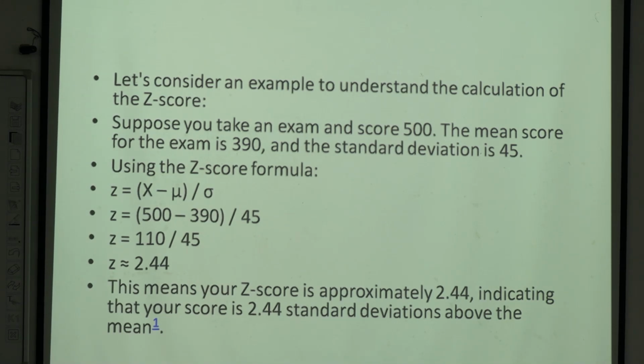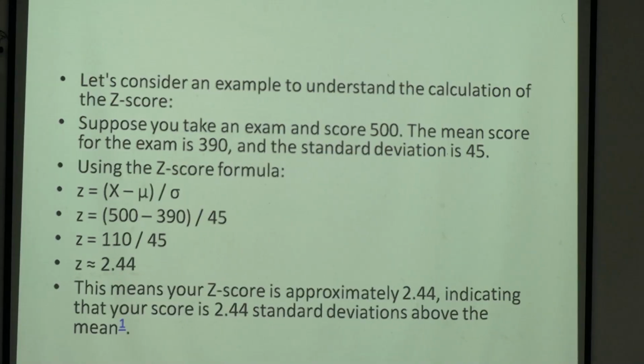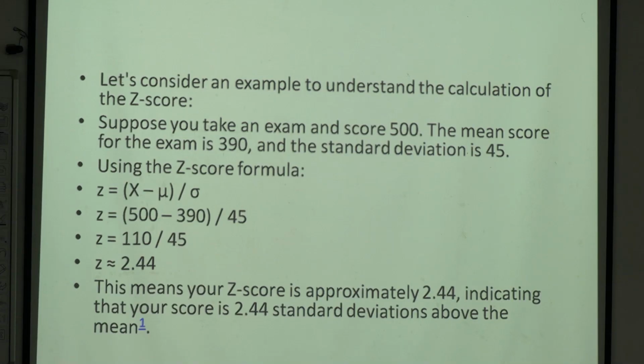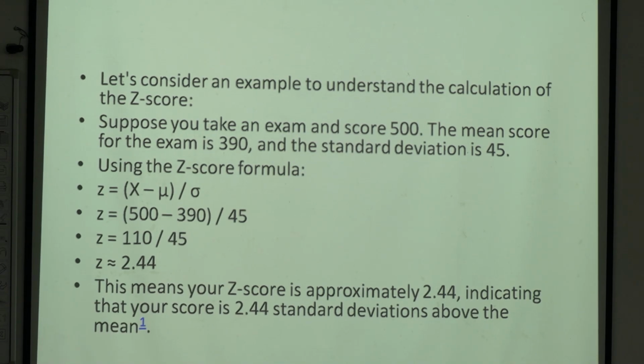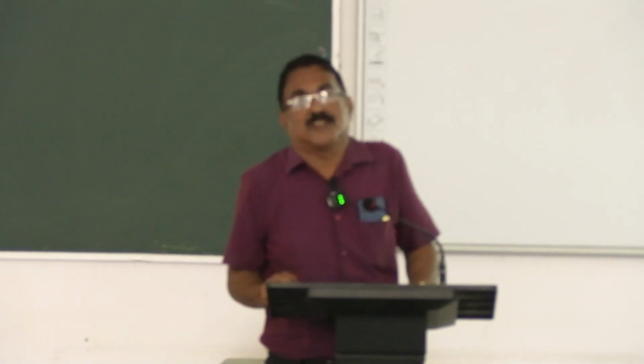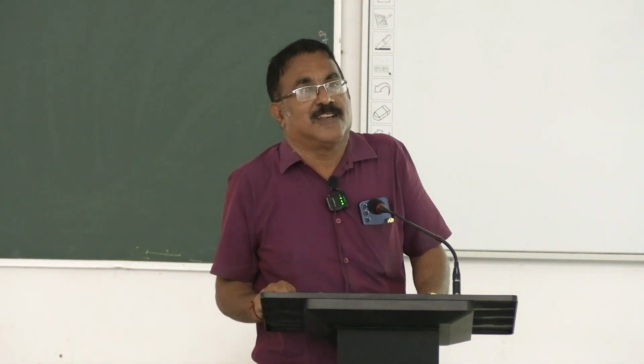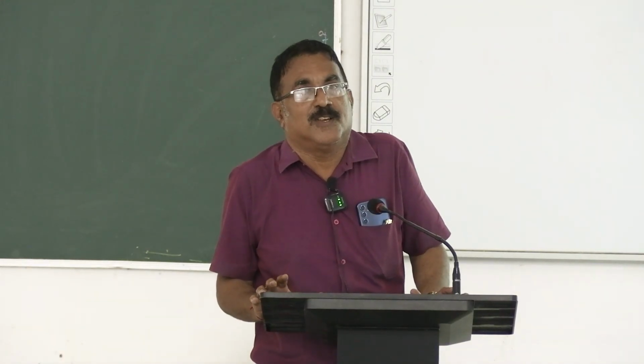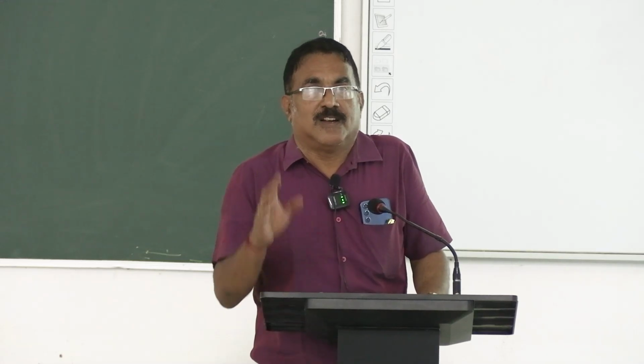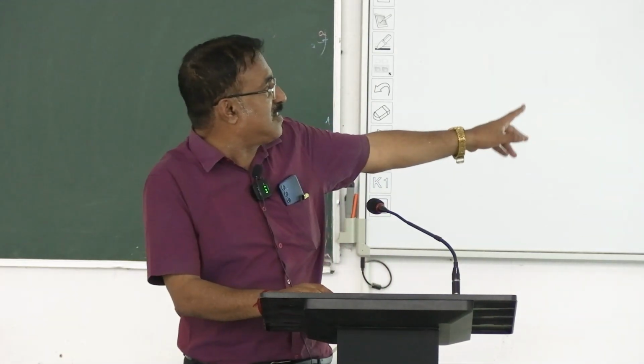So let's assume, for the purpose of argument, you're applying for the NEET exam. If your score is like this, you are 2.44 standard deviations above the mean. But on the other hand, if your score is say 300, then 300 minus 390 is minus 90, divided by 45. So you get a Z score of minus 2. Suppose your score is 270. 270 minus 390 divided by 45 becomes minus 3, more than 3 standard deviations below, which means you don't have a chance to qualify. So it's not what you get, but how much the average is. Based on that is the Z score.